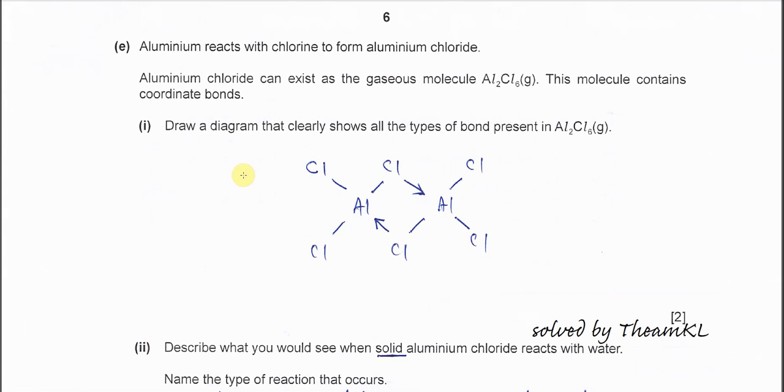Part E. 1. You just need to draw the structure of Al2Cl6. This is a dimer. You just need to arrange the atoms alternately like this. After that, you put a bond between the Al and the Cl all together, and you put the dative bond. The chlorine forms a dative bond with this aluminium. This chlorine forms a dative bond with this aluminium. Then it's done. Because this one is just a diagram, it's not dot-cross. You just need to draw this dimer and show the dative bonds.